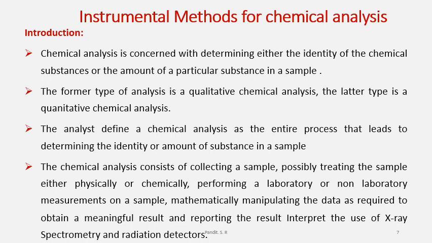This is the introduction part to instrumental methods for chemical analysis. These methods basically concentrate on the identity of the chemical substances, meaning what chemicals are present in a sample. That analysis is done by these instrumental methods. Based on this, it is classified as qualitative chemical analysis and quantitative chemical analysis. Quality means presence or absence of any element, and quantity means in how much amount it is present.